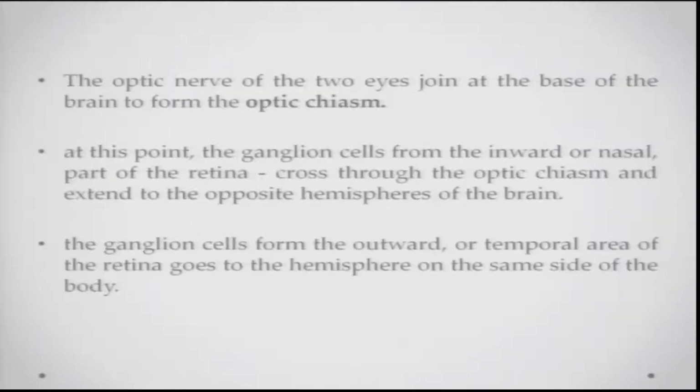Just going back, at the optic chiasm, the ganglion cells from the inward or nasal part of the retina cross over through the optic chiasm and extend to the opposite hemisphere of the brain. The ganglion cells from the outward or temporal area, so the inward area is called the nasal area and the outward area is called the temporal area, which is actually near the temples, go to the hemisphere on the same side of the brain. So this is how this crossover happens.